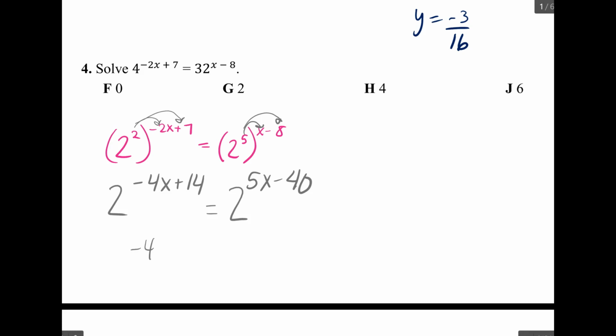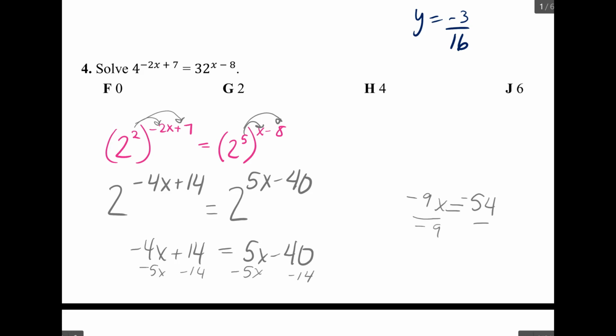Okay. So, negative 4x plus 14 equals 5x minus 40. Then you subtract 5x. Then you subtract 14. So I have negative 9x equals negative 54. Divided by negative 9, and it's 6. Whoop whoop, check it out.